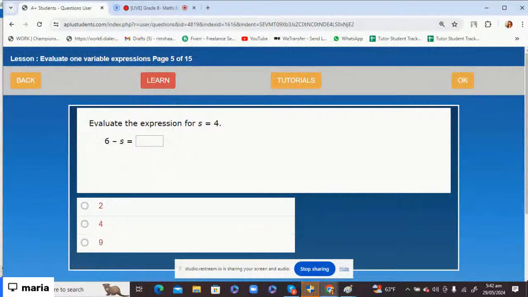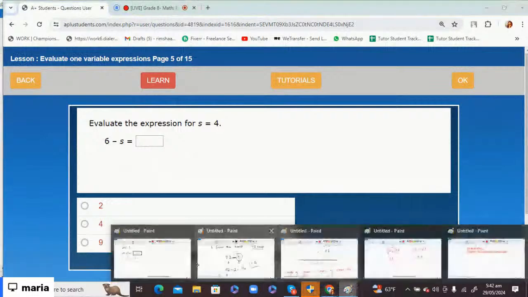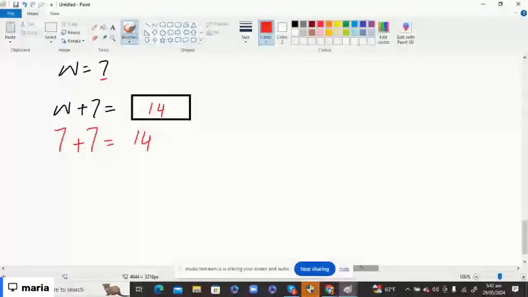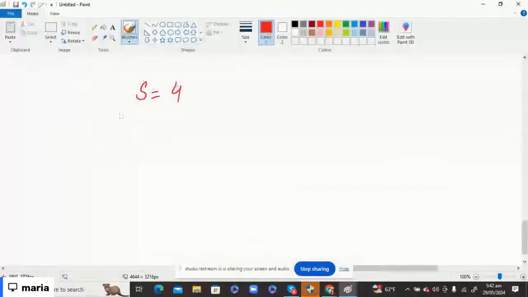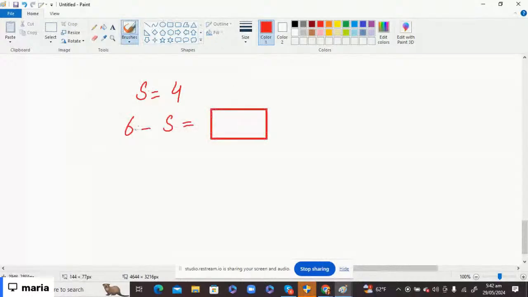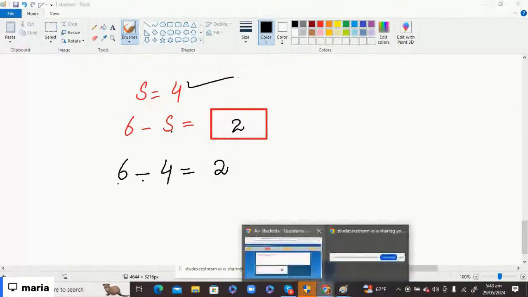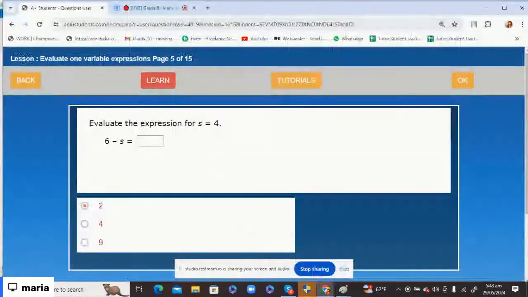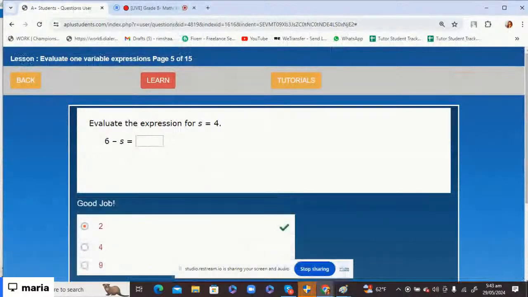Evaluate the expression s is equal to 4. Here s is given, s is equal to 4, and your question is 6 minus s, that is equal to, what's the answer? It's subtraction here. Simple thing, 6 as it is, minus as it is, in place of this s we are putting 4. So 6 minus 4 is 2. So here the answer is 2. We are going to move with the first option.